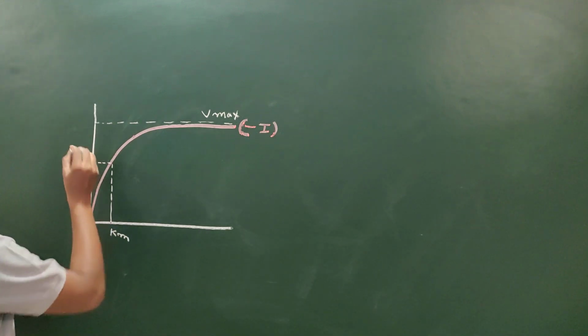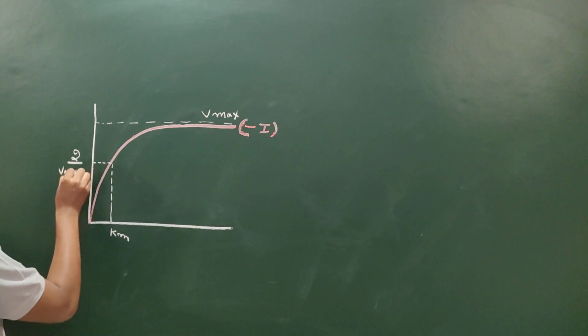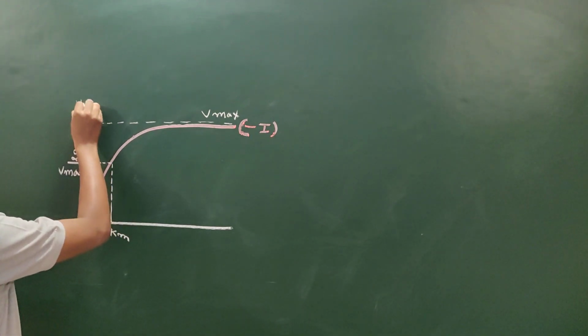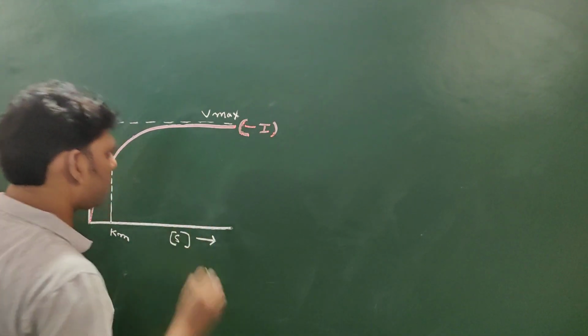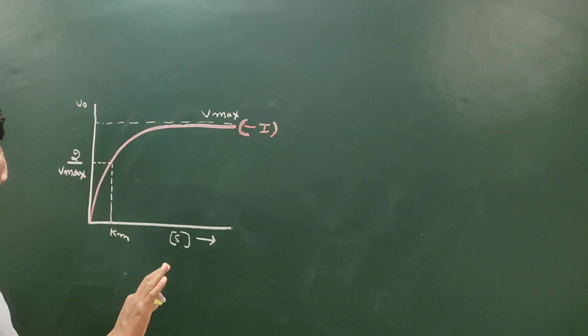And this is the half of the Vmax. Now this is the velocity of the reaction, and this is the increasing substrate concentration. Okay. Now, students, what if inhibitor is present?